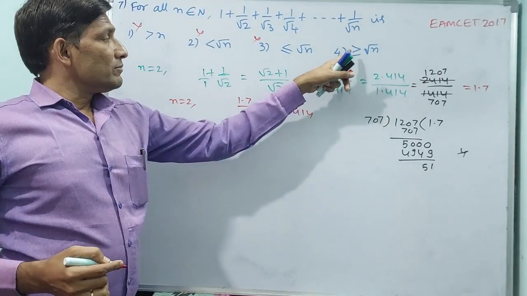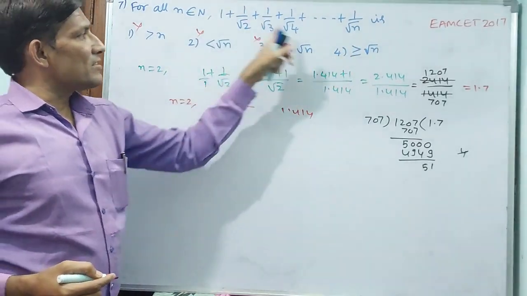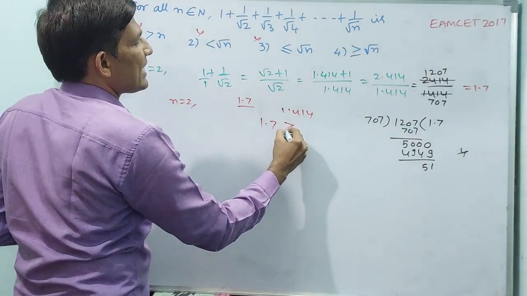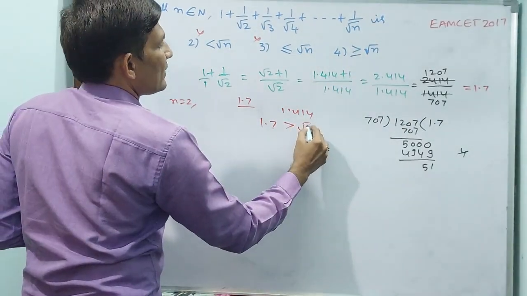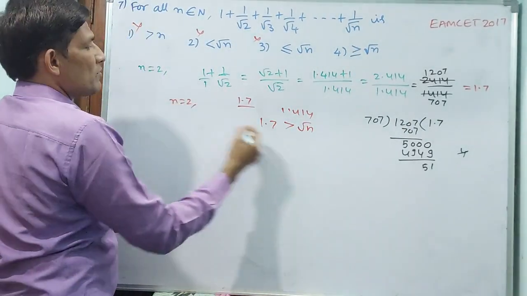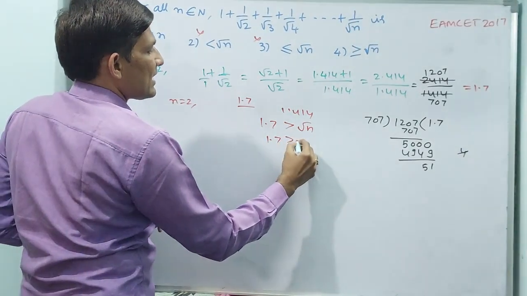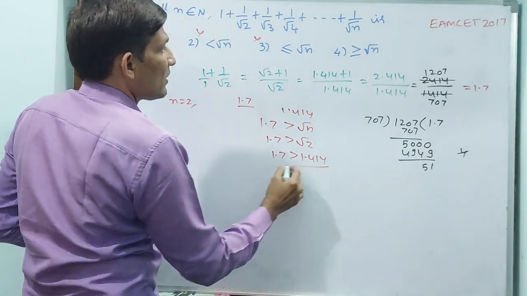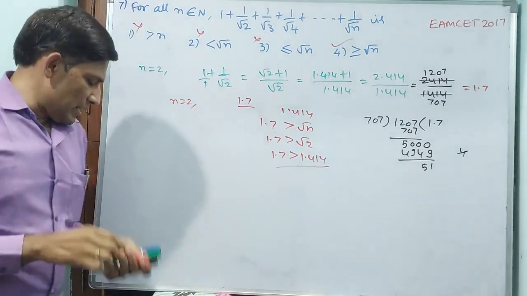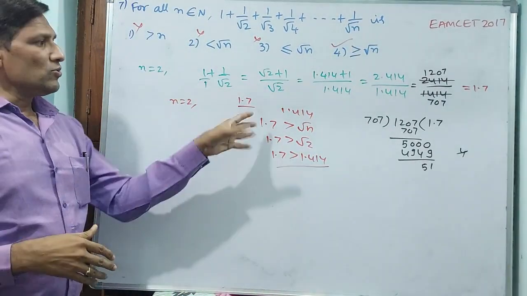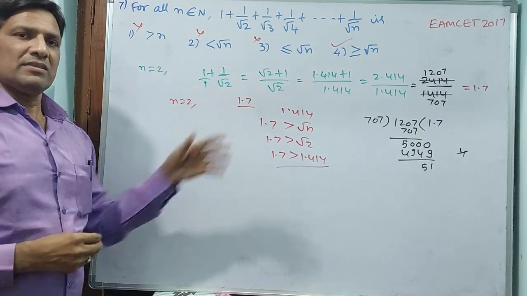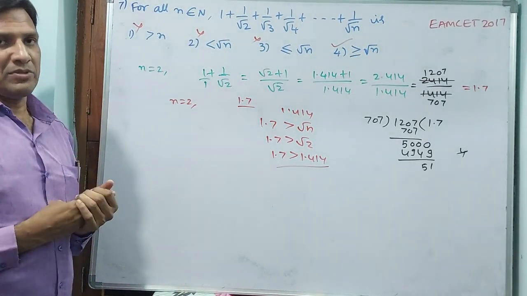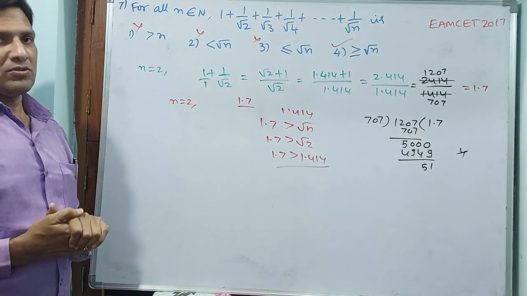Root n is less, or else the series value is greater than root n. Yes, 1.7 is greater than root n. Why? Because root n means root 2, and 1.7 is greater than 1.414. This option you keep. See, some silly questions you do with simple calculations and put the answer. Don't go for formula or theory, whatever it may be. Simply close this question.